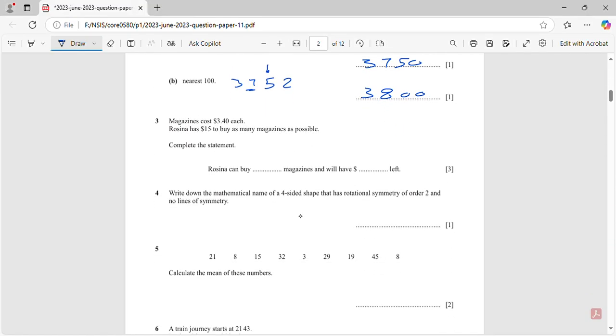Now for number 3. A magazine costs $3.40 each. Rosina has $15 to buy as many magazines as possible. Complete the statement: Rosina can buy how many magazines and will have how many dollars left. In this situation, the total I have is 15 and each costs 3.40, so it will be 15 divided by 3.40. I will take only the whole number. 15 divided by 3.40, which is equal to what?